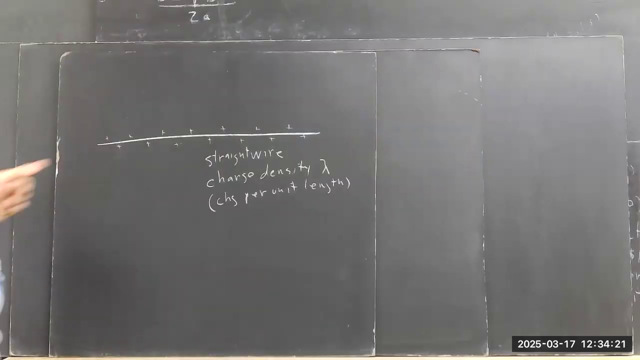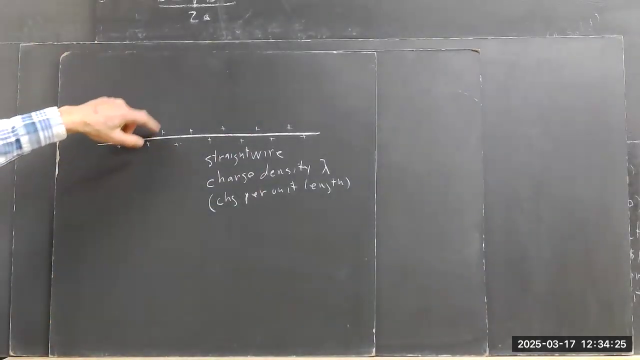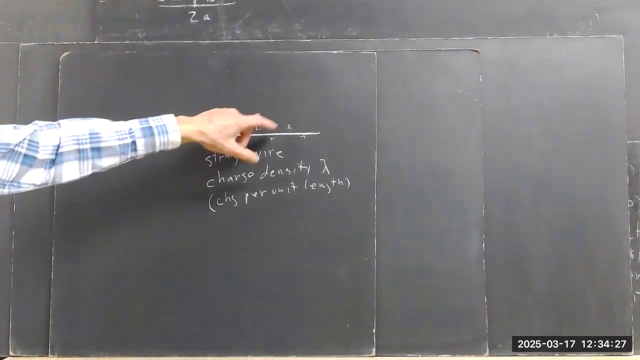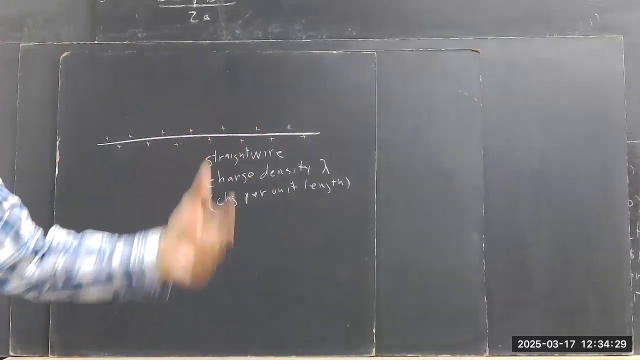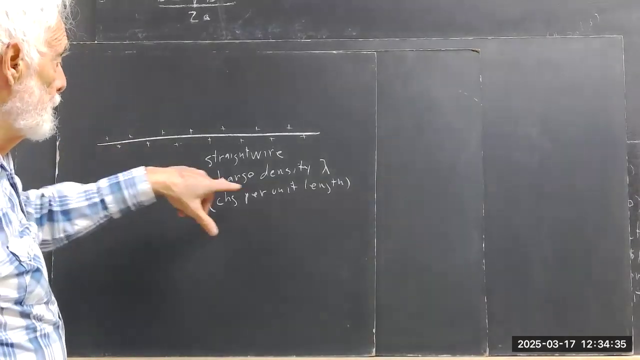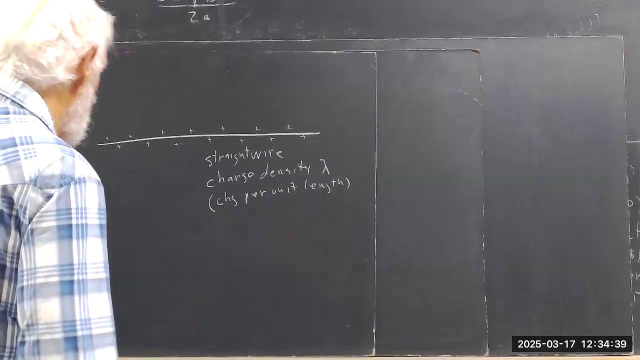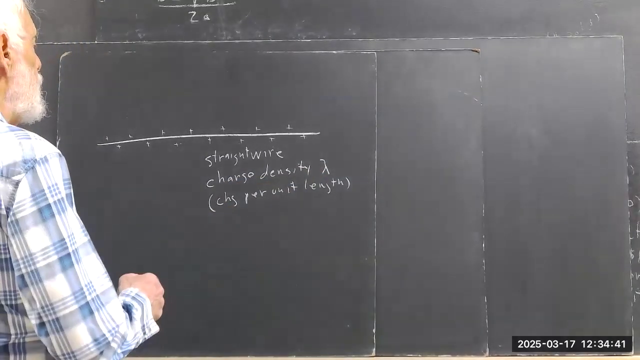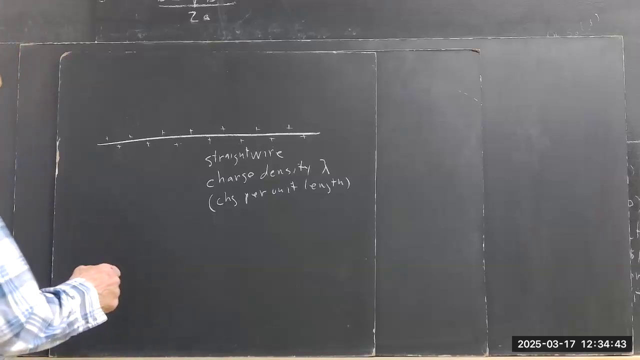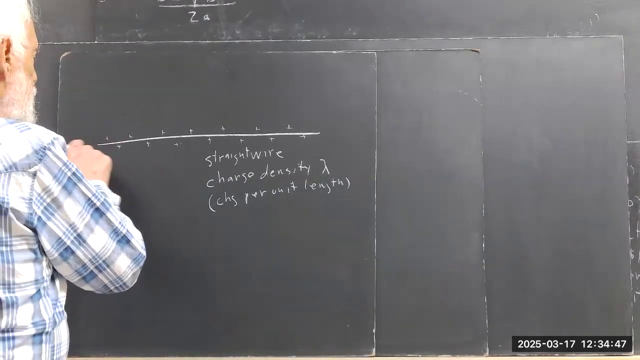Okay, this is supposed to be a straight wire, didn't come out all that straight. You got a bunch of little pluses here indicating charges. Okay, we'll just arbitrarily call it positive charge, could be negative. But it's a straight wire. Charge density is lambda. Lambda is charge per unit length. I'm going to impose this on the x-axis.